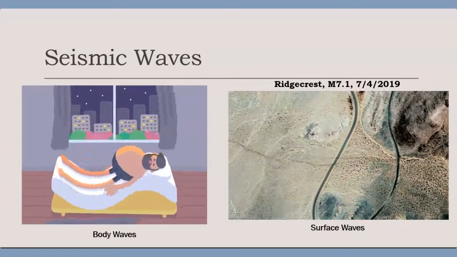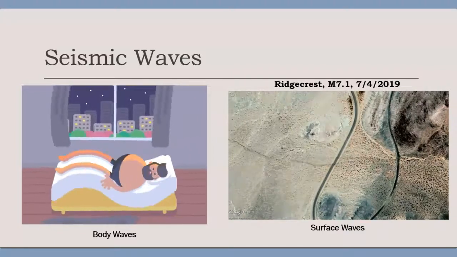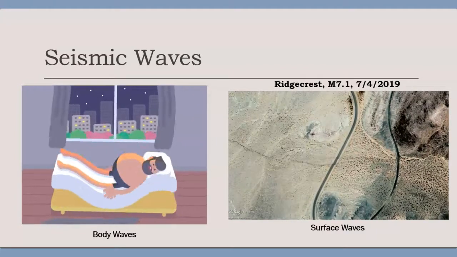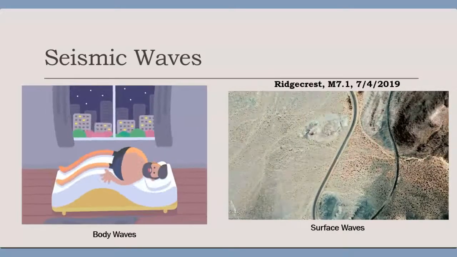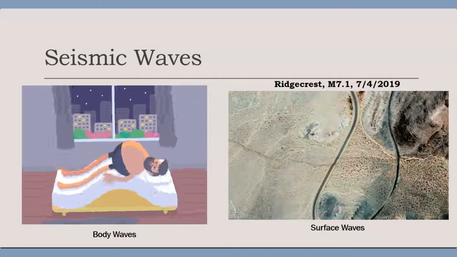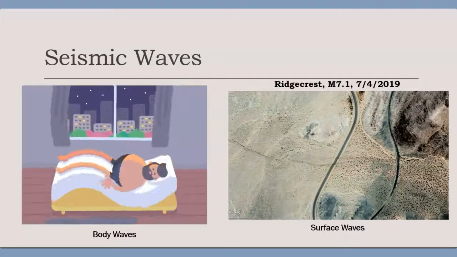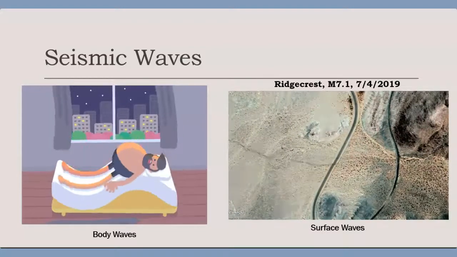As an aside, you will notice that the animation on the right is a satellite image showing the change in the landscape after the July 4th earthquake last year near the town of Ridgecrest, California. Notice how the top half of the image moves to the right relative to the bottom part of the image. Is this fault a left lateral or right lateral strike slip fault?